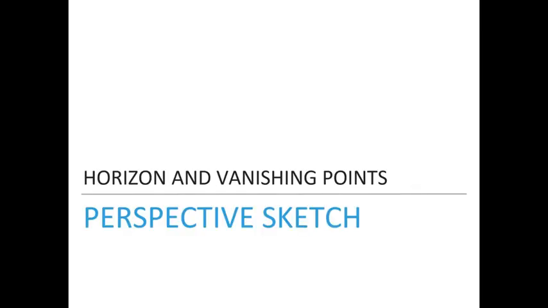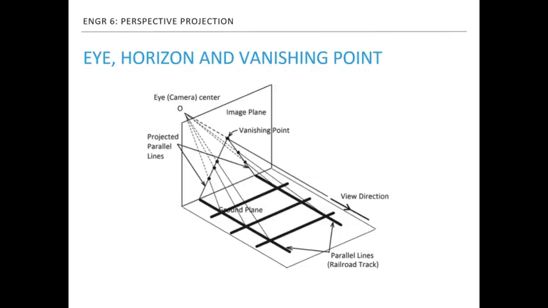In making a perspective sketch, you need to understand the horizon and vanishing points. In sketching an object in the perspective projection method, you need to understand the relationship between your eyes, the horizon, and one or more vanishing points. Let's say you are standing on a railroad and looking straight forward so that your view direction is horizontal, parallel to the ground. You can still see the railroad. Imagine a vertical image plane in front of your eyes.